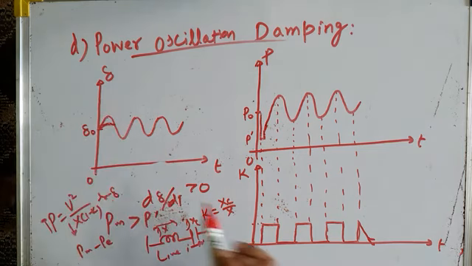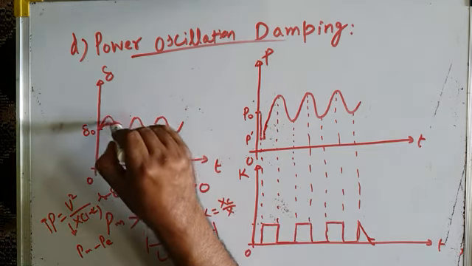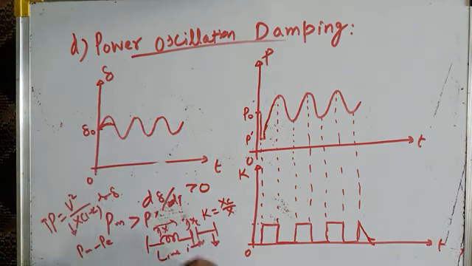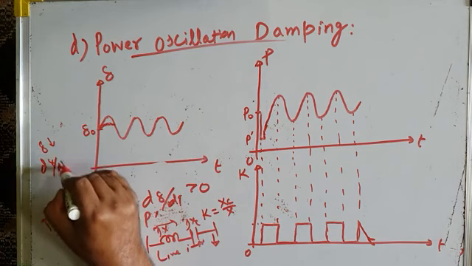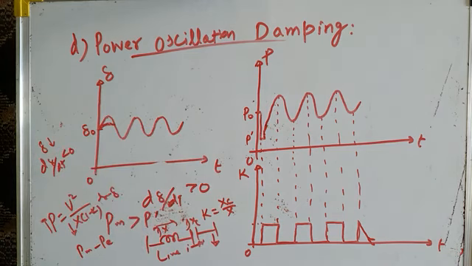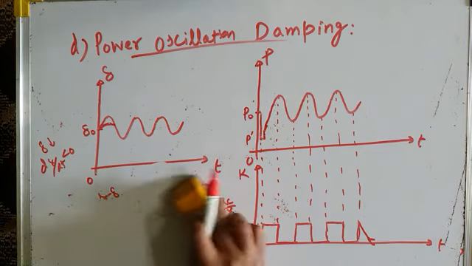This happens up to this. After this, you can see the delta decreases because the system is oscillatory in nature. When delta decreases, that means d delta by dt is less than 0. And when does delta decrease? Delta decreases when the machine is decelerating.